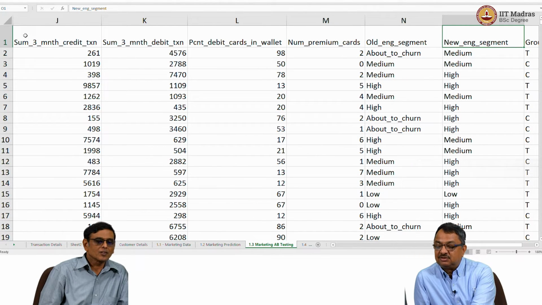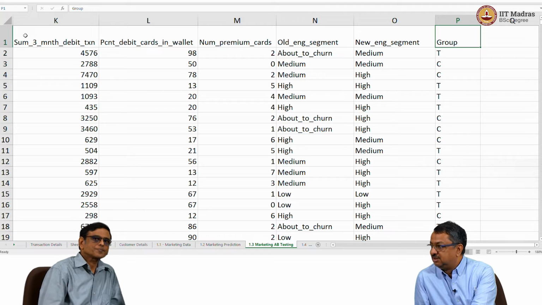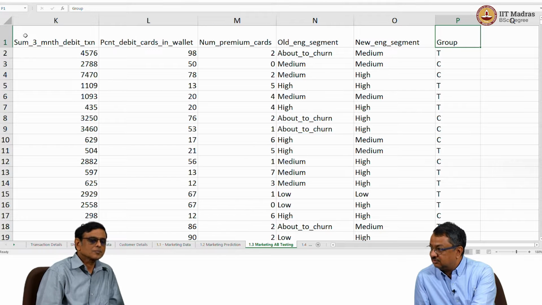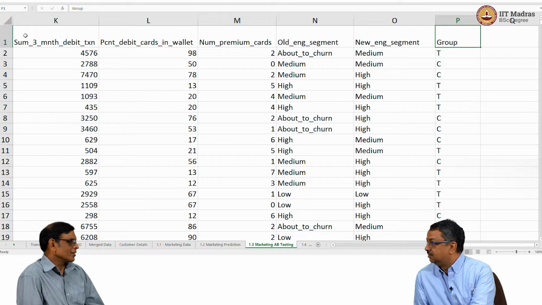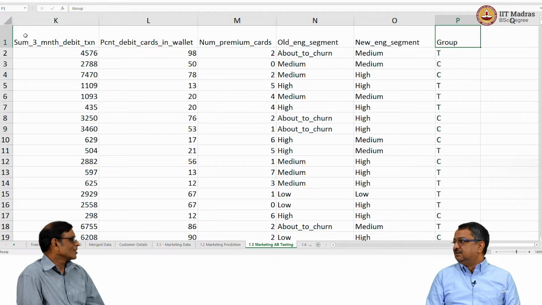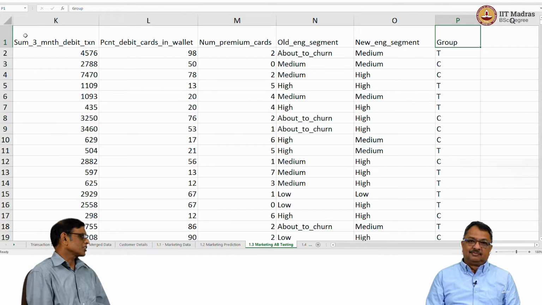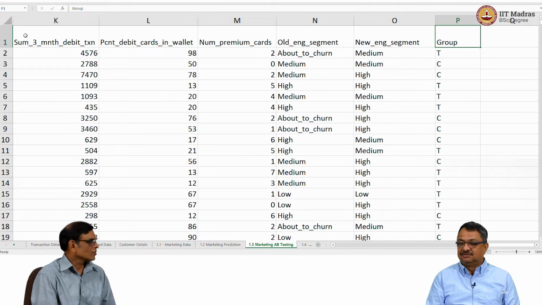Now they've given us old engagement segment and new engagement segment. And they've told us which group this customer was in. Was he or she in the test group or in the control group? Control group basically means that they showed the normal screen, whereas for the test group, they did the nudge. Okay, so what are we supposed to check?